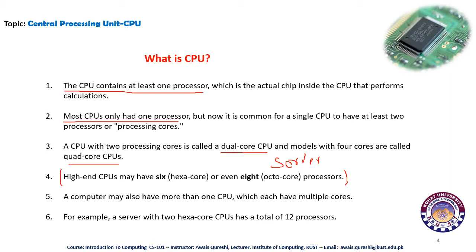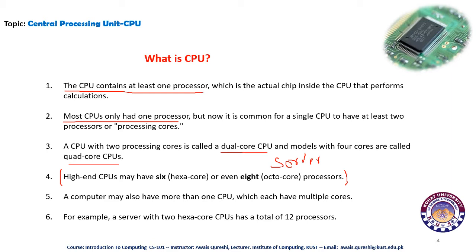Hexa-core processors are specialized processors that are used for special purposes like gaming. You can find these processors in the desktop version as well, where you want to purchase a desktop for gaming purposes.